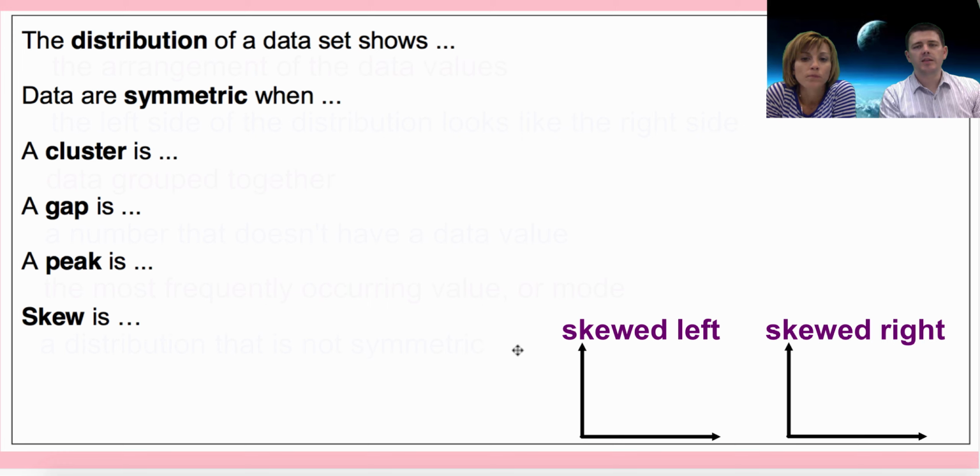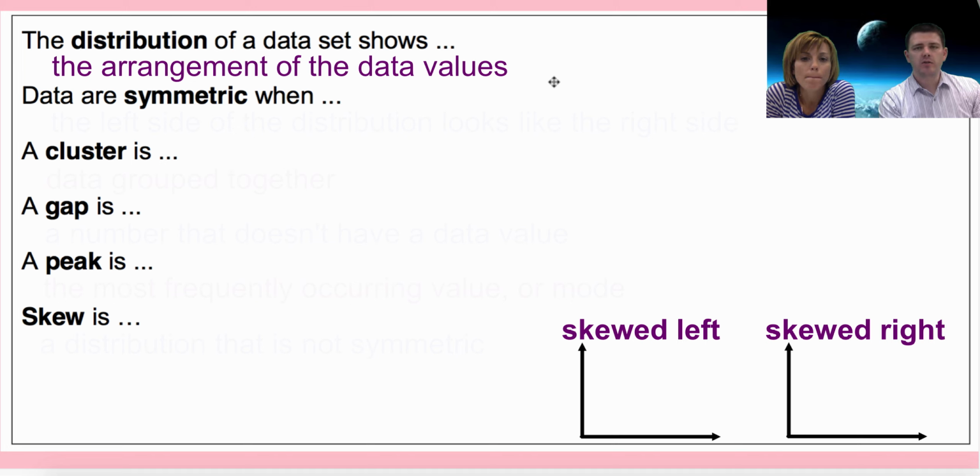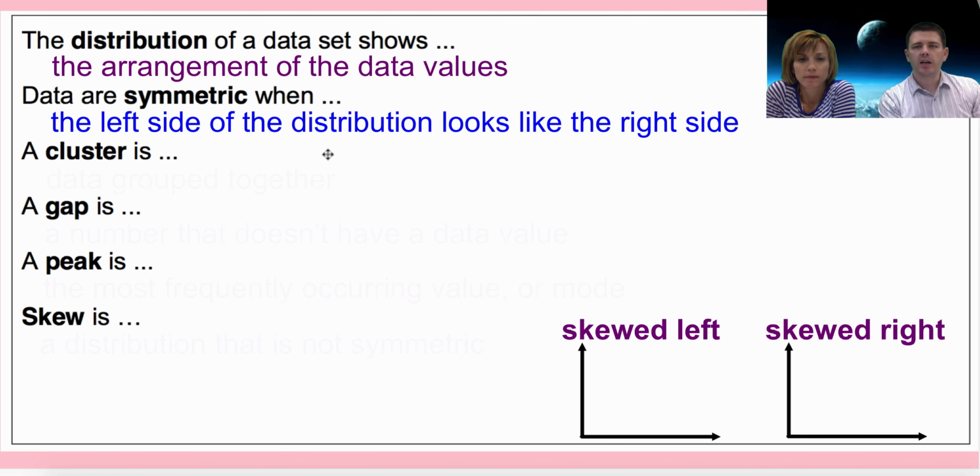All right, so we've got some vocabulary to get started with. The distribution of data is the arrangement of the data values. Are they all clumped together? Are they spread out? How evenly are they spread out? Data is symmetric when the left side looks like the right side. So a symmetric shape, both halves of it look the same.